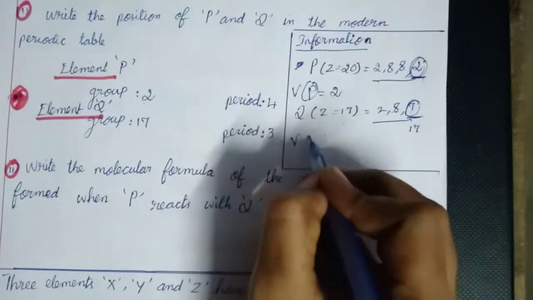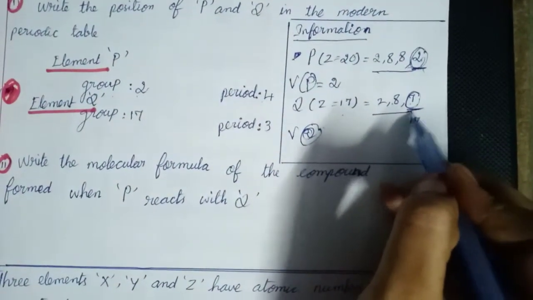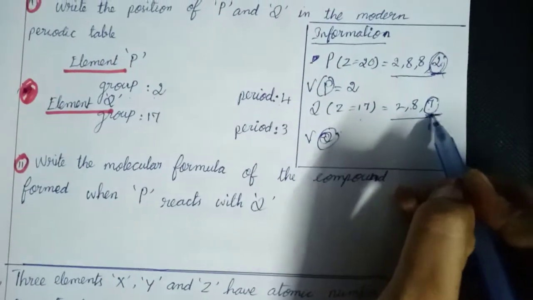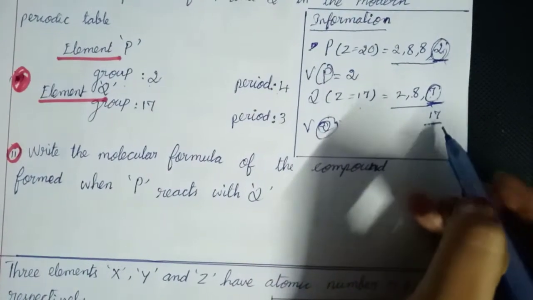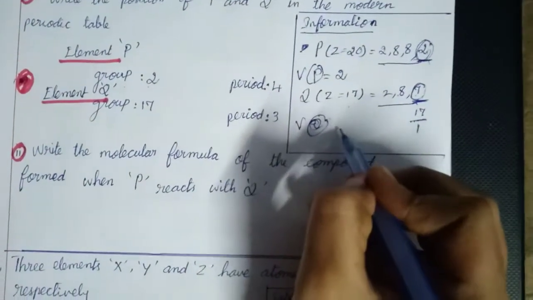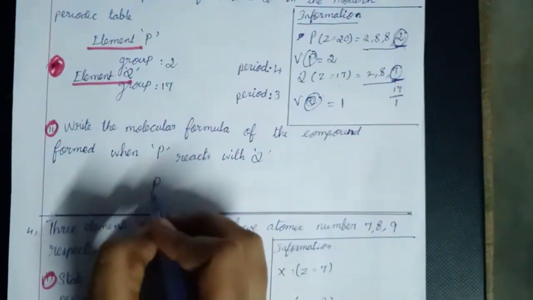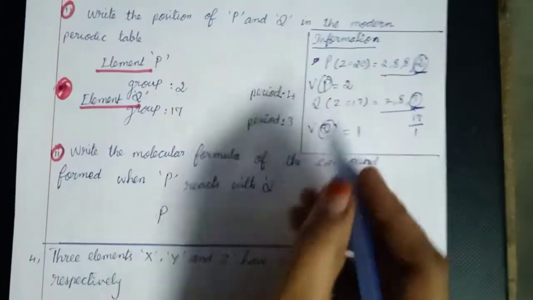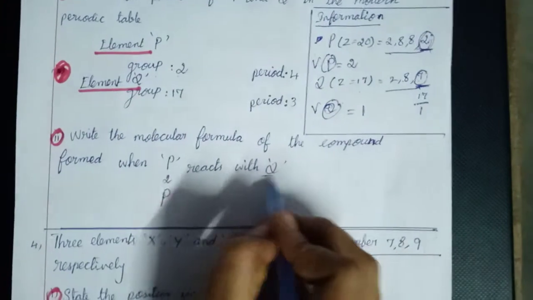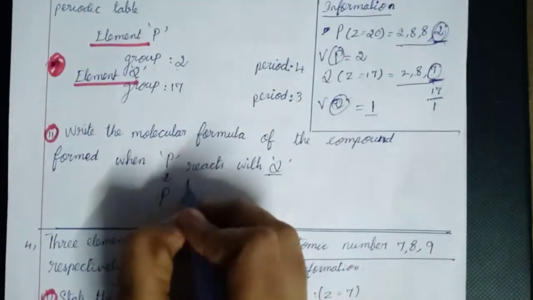Okay. Next, valency of Q. The outermost shell contains 7 electrons. 7 electrons means it belongs to the 17th group. What is the valency of the 17th group? 1. So the valency of Q is equal to 1. Next, write the valency on the top. P has the valency 2. And Q has the valency 1. So write it on the top.